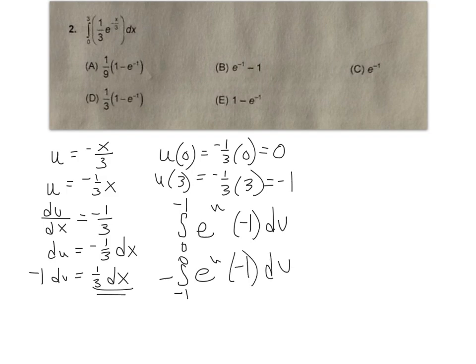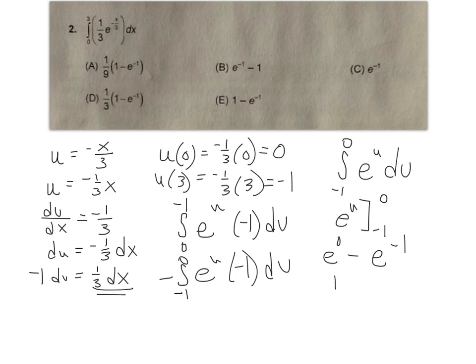And now the negative 1 can come out in front of the integral, which multiplies by the negative already there to create a positive 1. So my negatives are both gone. So I have the integral from negative 1 to 0 of e to the u du. The integral of e to the u is just e to the u, and we're going to evaluate that from negative 1 to 0. So now I plug in my upper limit, subtract what I get when I plug in my lower limit. So this is 1 minus e to the negative 1. And I find that answer as option E.